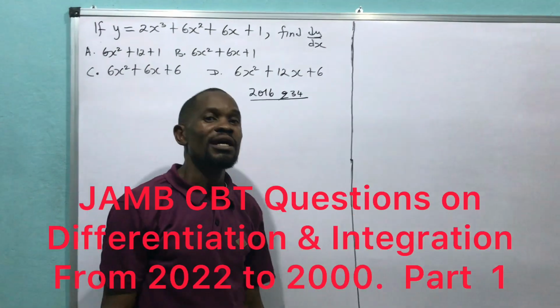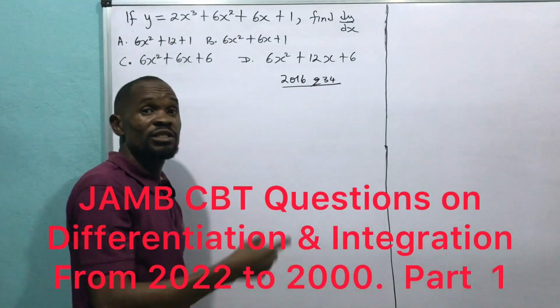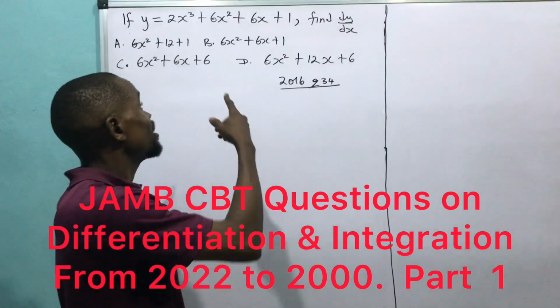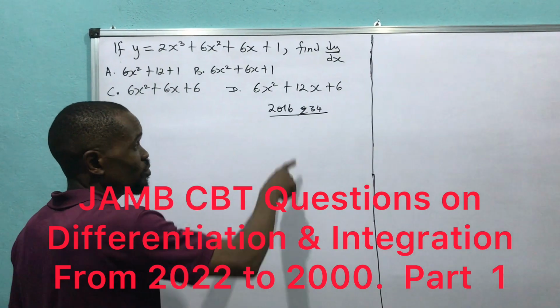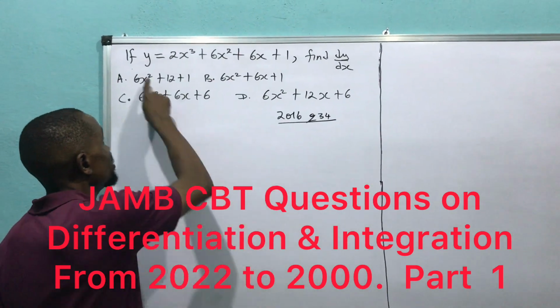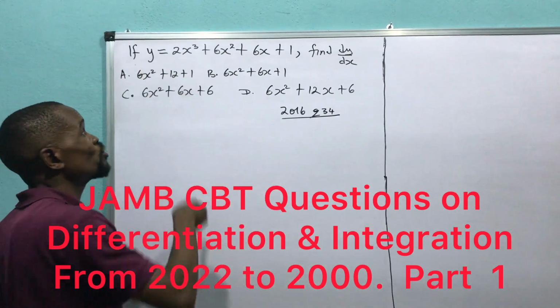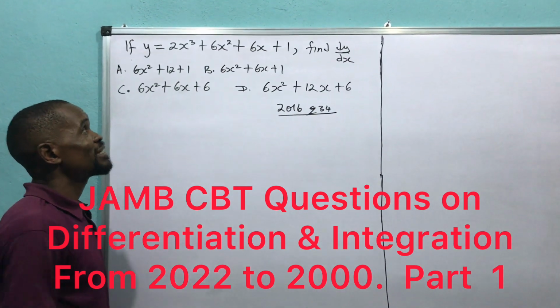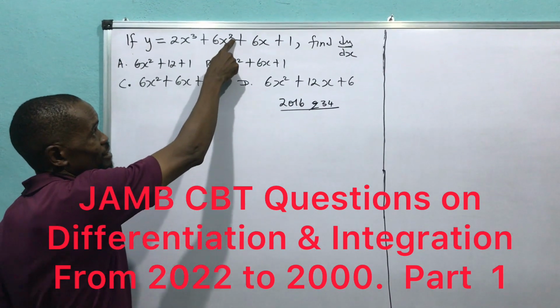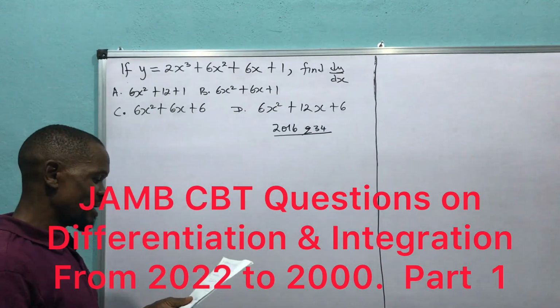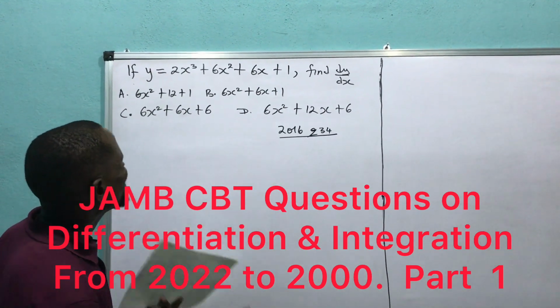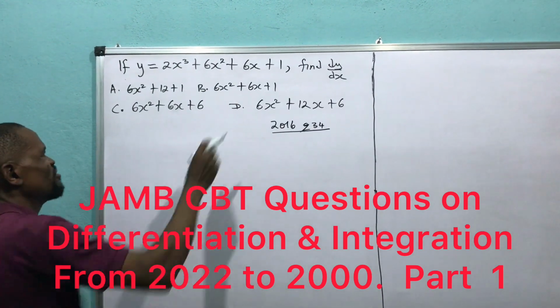Now, let's look at the second question of the same year, which is question 34. The question says, if y equals 2x raised to the power 3 plus 6x squared plus 6x plus 1, we should find dy/dx. And the options are given to us.